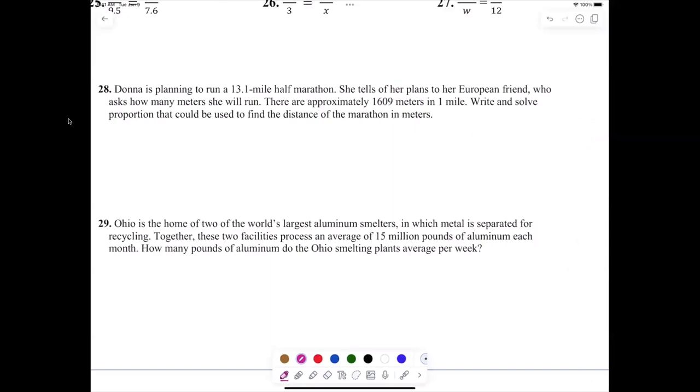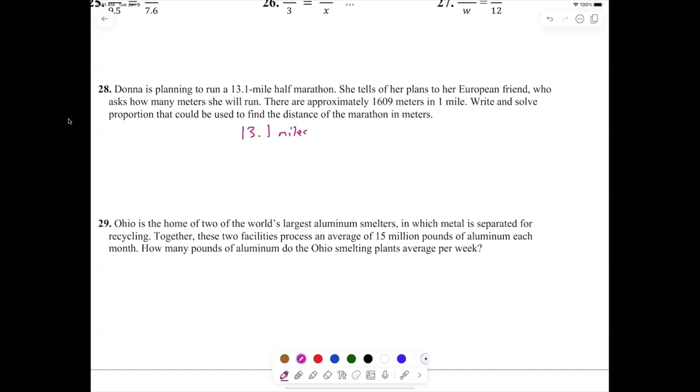So it says Donna's planning to run a 13.1 mile half marathon. She tells of her plans to her European friends who asked how many meters she will run. There are approximately 1,609 meters in 1 mile. Write and solve a proportion that could find the distance in meters. All right, so here we go. I want everybody to write down exactly what we're doing above 13.1.